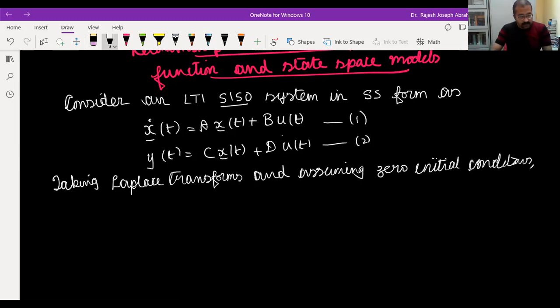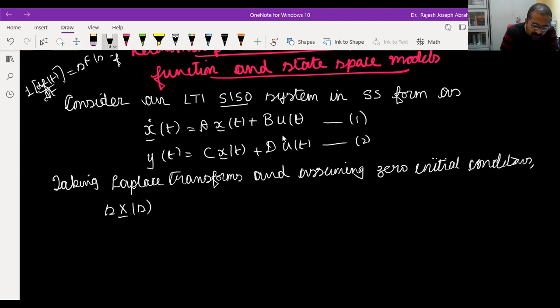From equation 1, when you take the Laplace transform of x dot, you will get s times X of s. Since we are assuming 0 initial conditions, the x naught term will not be there. Strictly speaking, if you take the Laplace transform of f dot of t, you would get s F of s minus f of 0, where f of 0 is the initial condition. But here f of 0 is 0.